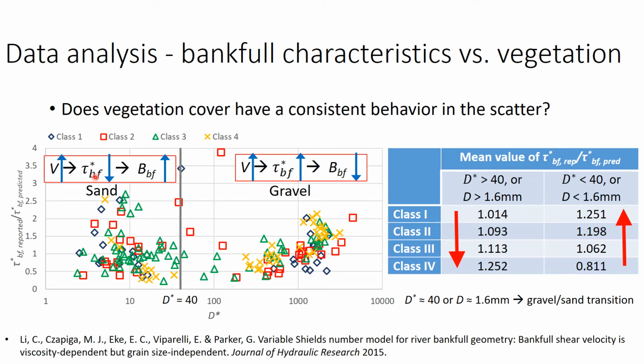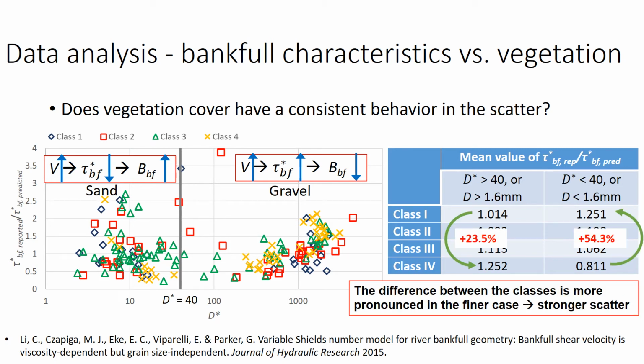In contrast, in the finer material, the denser the vegetation, the smaller the Shields number, and consequently the wider the riverbed. Differences in ratio are also examined. Differences between classes show that the scatter is stronger in the case of sand than in gravel.